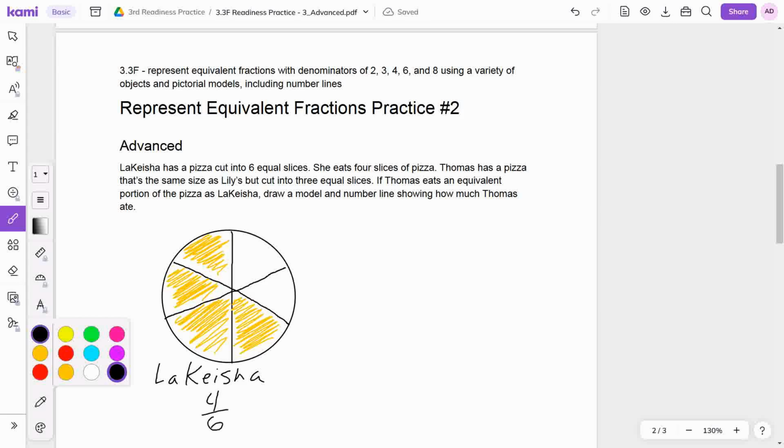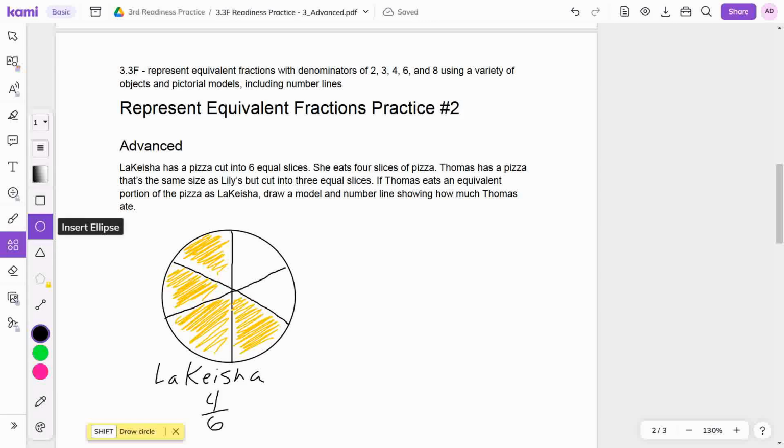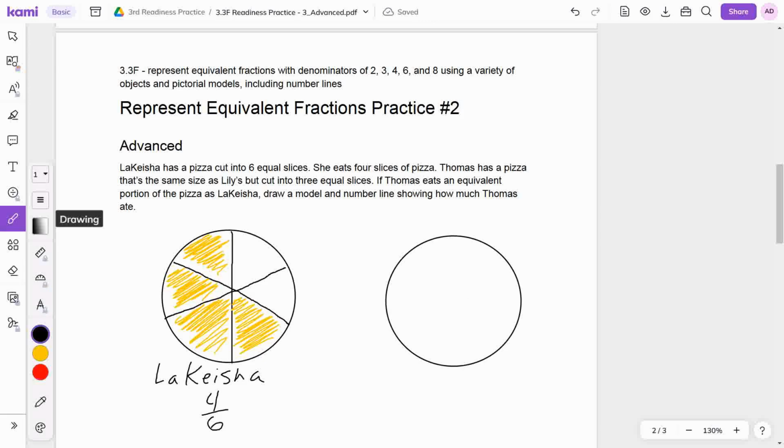Now we've got Thomas. Let's give Thomas a pizza, and see if we can make them close to the same size. That's pretty good. So what do we know about Thomas? It's the same size, but it's cut only into 3 equal slices. So this is where we have to make kind of a peace sign like this.